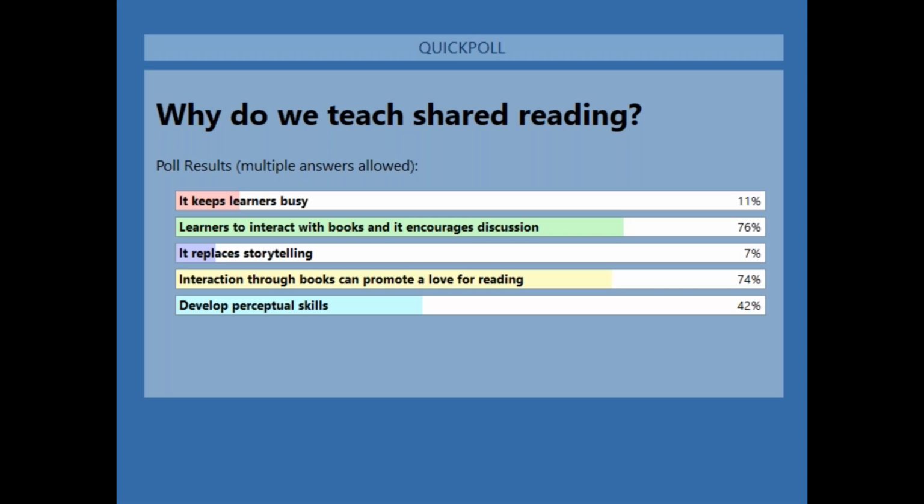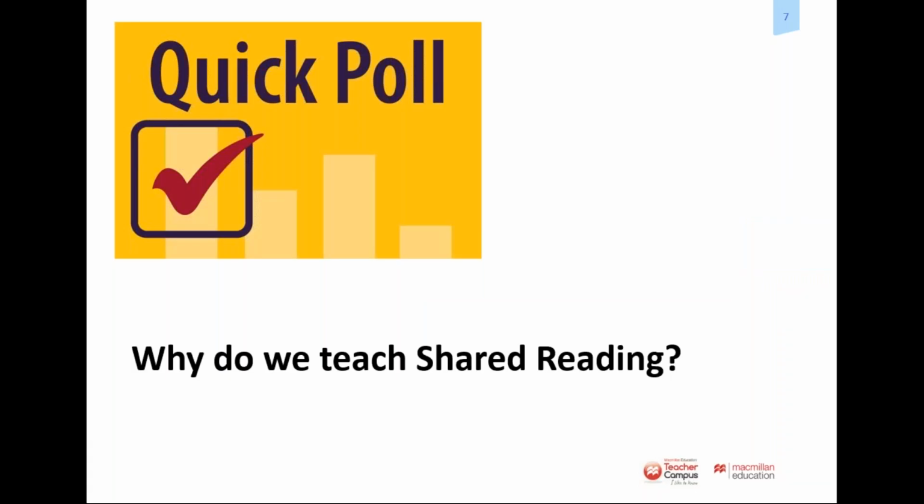74% said that interaction through books can promote all the necessary skills that we already mentioned. So yes, the 76% and 74% is a big yes. It's a big hooray for all the people that indicated about interaction and how the advantages will actually be to the benefit of our learners. And I also like the fact that 42%, nearly half of my audience, said it will definitely develop perceptual skills. We will go into the perceptual skills a little bit later and clarify what we mean with perceptual skills.